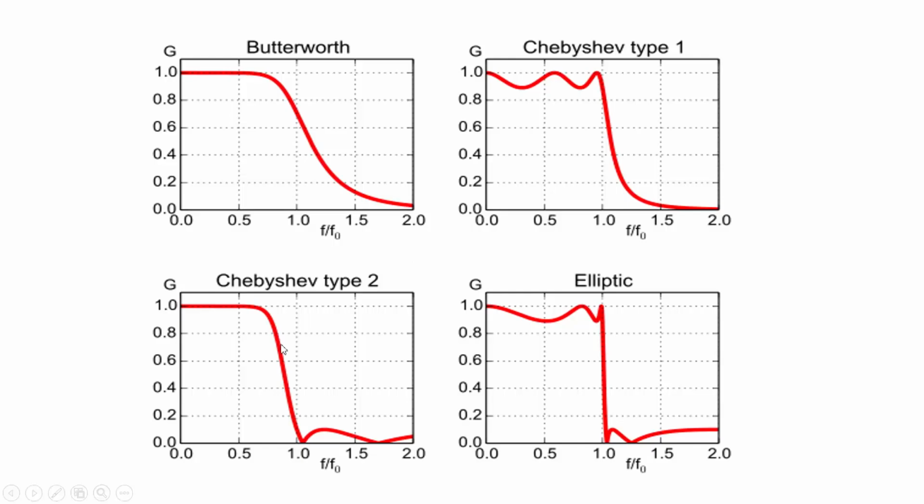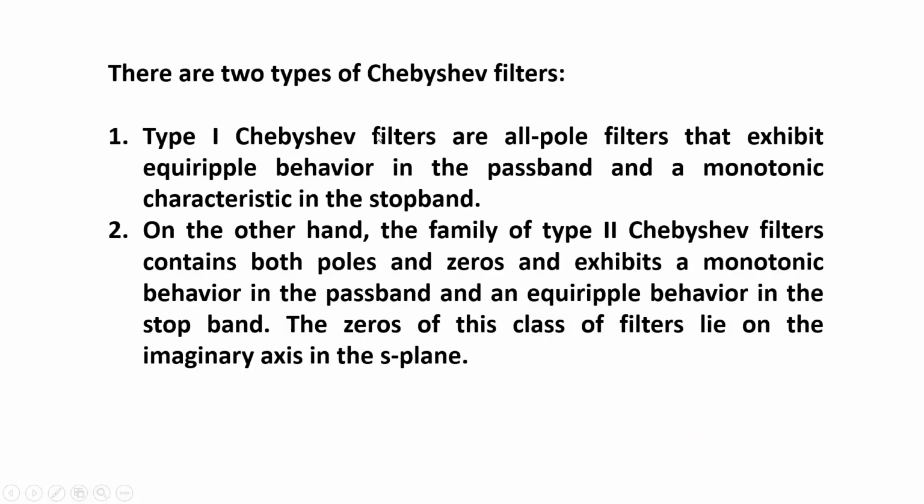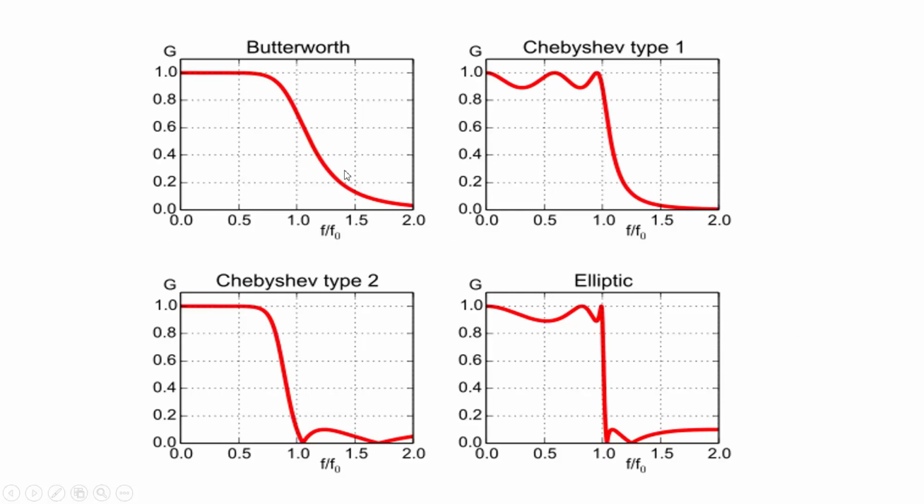Now, what is equiripple behavior? Equiripple behavior means the ripples in the passband, the positive amplitude and the negative amplitude, are both the same. That means the maxima and the minima values are the same distance from the axis. So we say that the Chebyshev filters exhibit equiripple behavior either in the passband for type 1, or in the stopband for type 2.